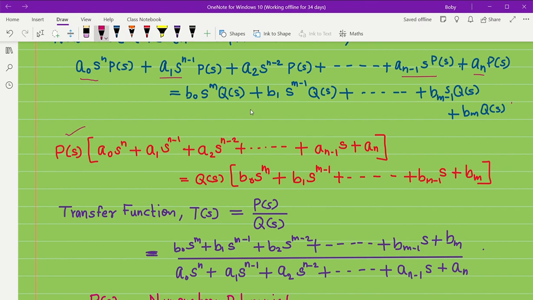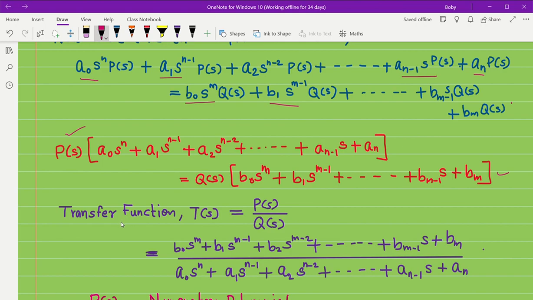Now q of s is a common term in the right hand side. So q of s is taken outside. You can see the first term, b0 s power m, b1 s power m minus 1, plus etc., b m minus 1 s plus bm.